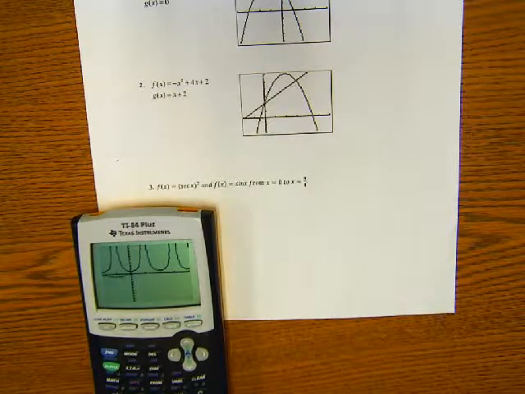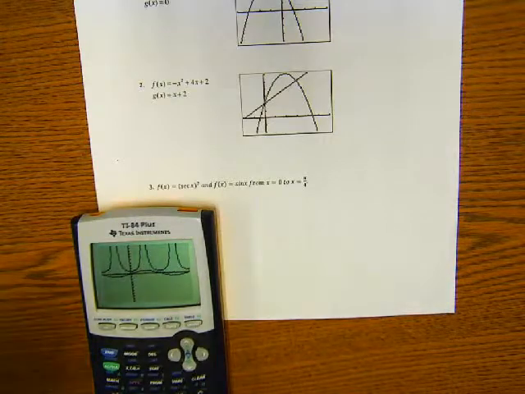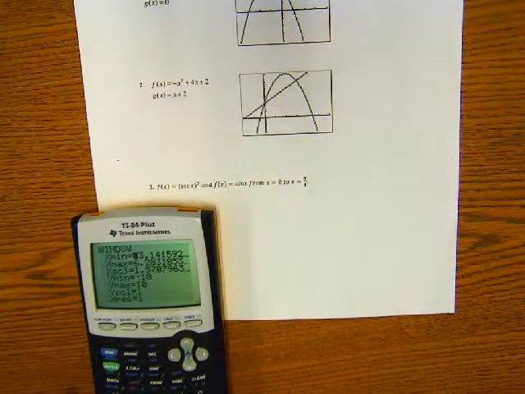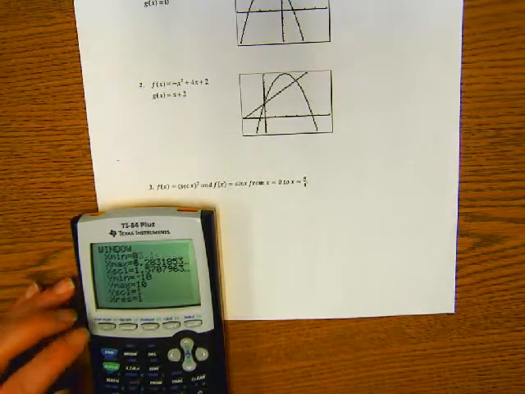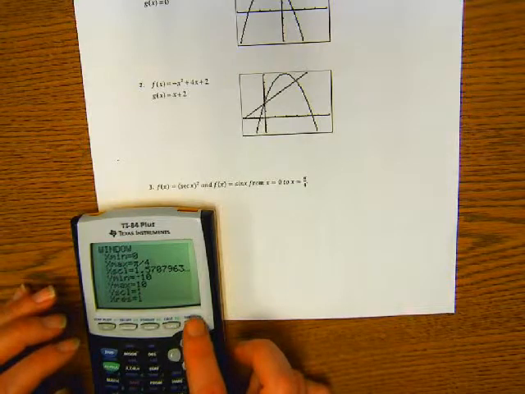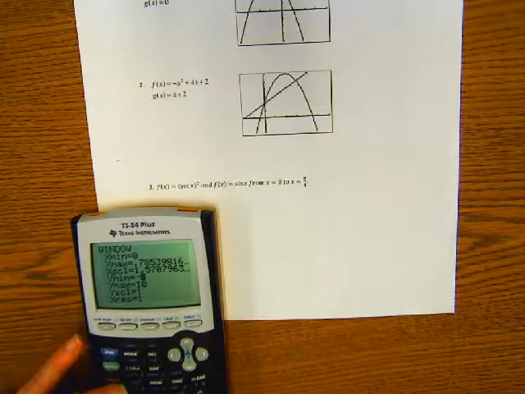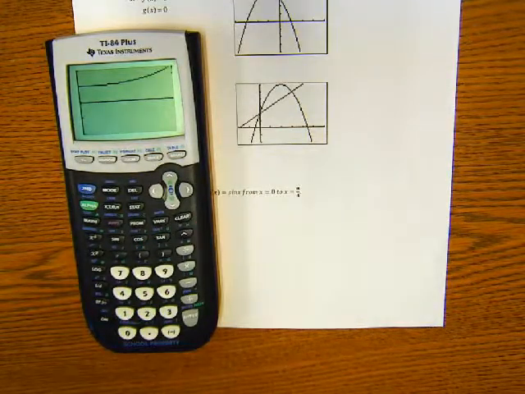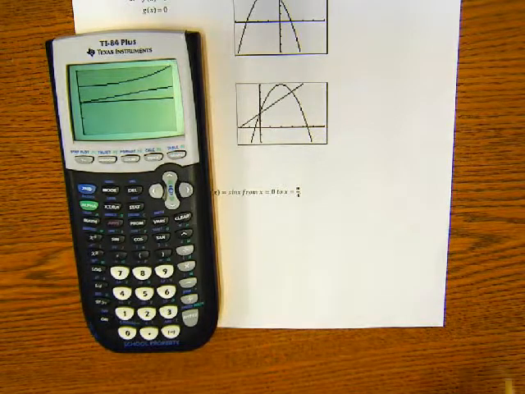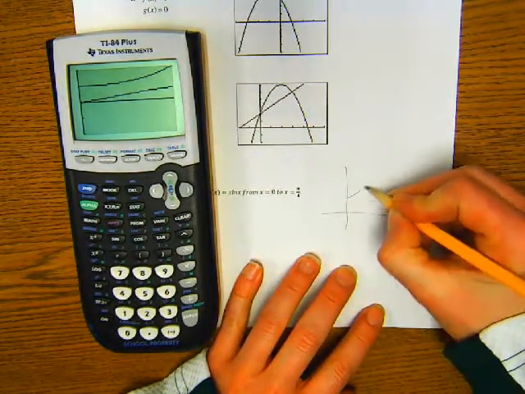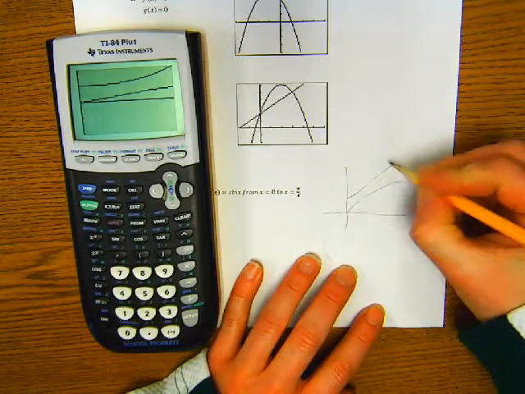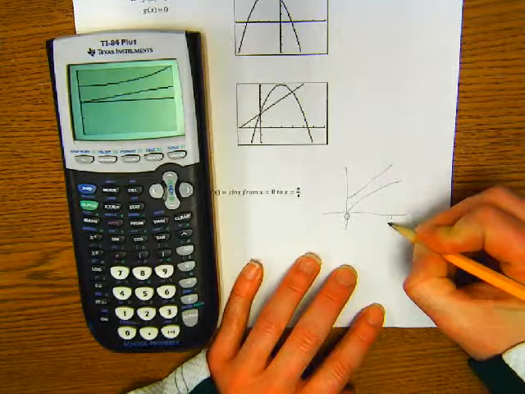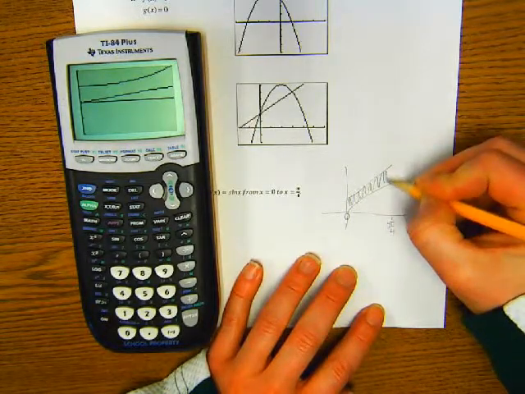Okay, so the area that I'm specifically looking at is between secant squared and sine from 0 to pi fourths. So let's change that window. Let's do 0 to pi fourths and see exactly what we're looking at. So I have a part of the secant graph and a part of the sine curve. And if this was 0 and this was pi fourths, I'm looking at that region right there, okay?